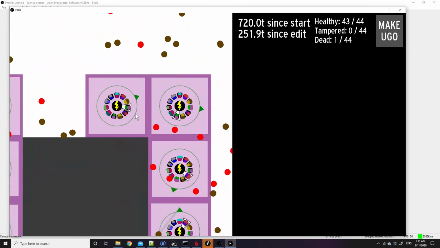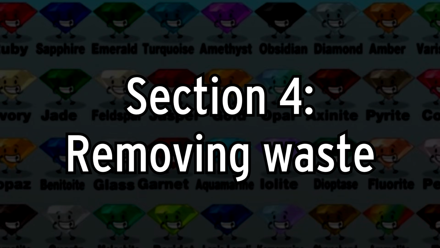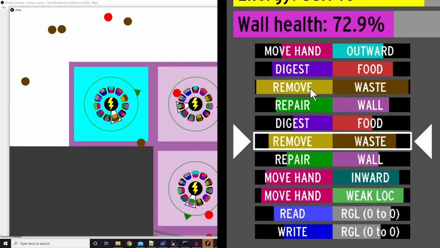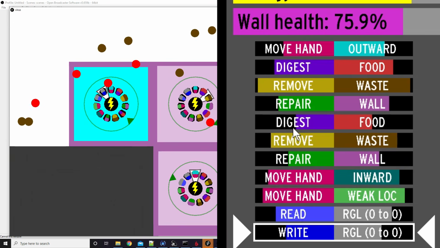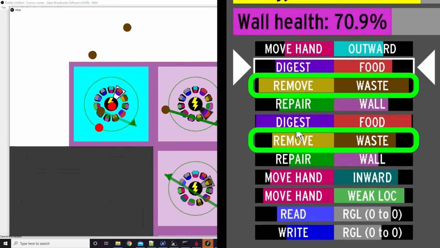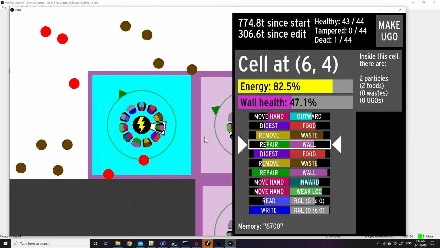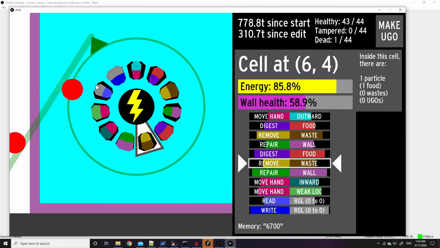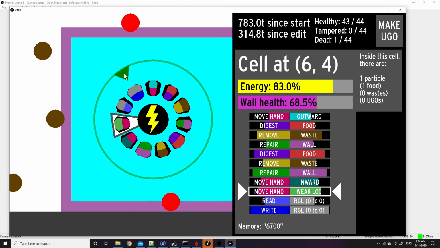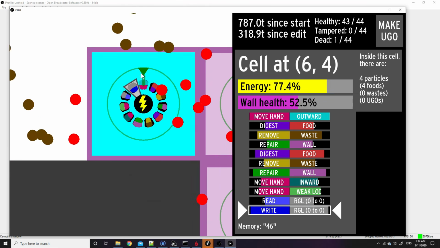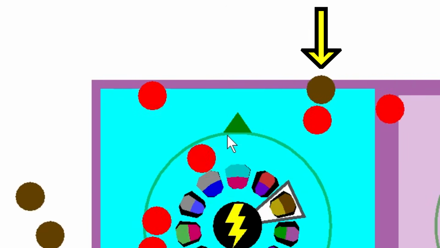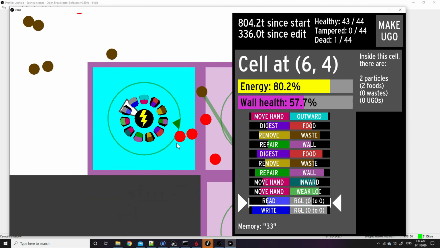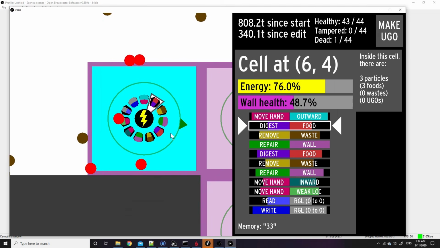But what about removing waste? We can see that there are as many remove waste codons, 2, as digest food codons, 2, but it doesn't feel as important to remove waste as digest food, right? Well, first off, when the interpreter hits a remove waste codon, the hand looks for any waste particles inside of the cell and teleports them outside of the cell. Remember that this is a special operation because waste particles aren't typically able to permeate the cell wall.